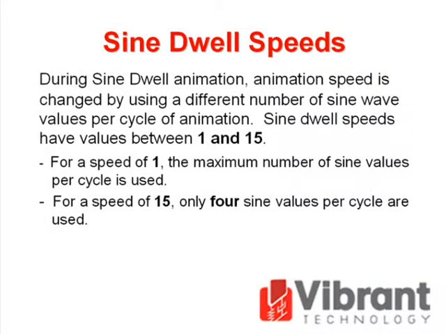During sine dwell animation, animation speed is changed by using a different number of sine wave values per cycle of animation. Sine dwell speeds have values between 1 and 15. For a speed of 1, the maximum number of sine values per cycle is used. For a speed of 15, only 4 sine values per cycle are used.